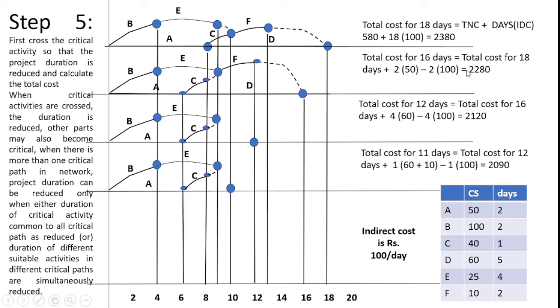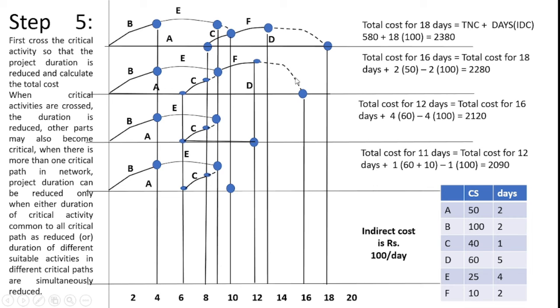Likewise I formulate the mathematical equation. Total cost for 16 days is equal to total cost for 18 days plus reduced 2 days into corresponding crash cost minus 2 into indirect cost. From this I can get 2280. Here you see some more dummy activities available.